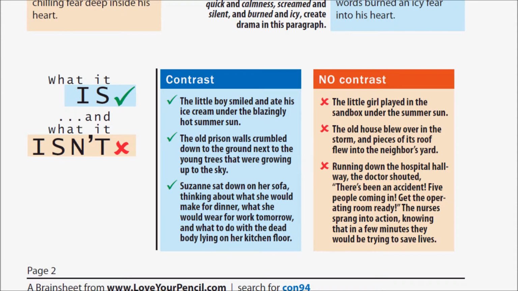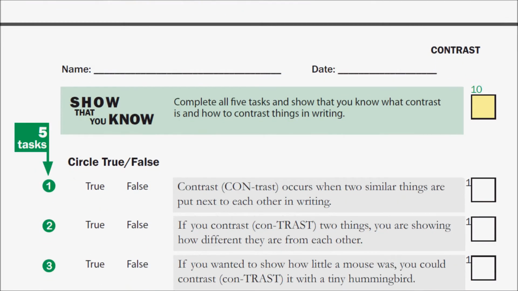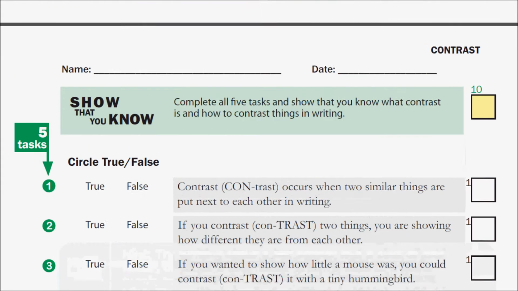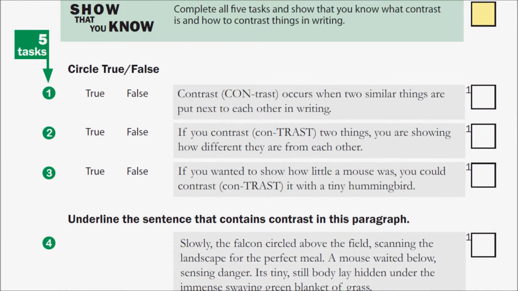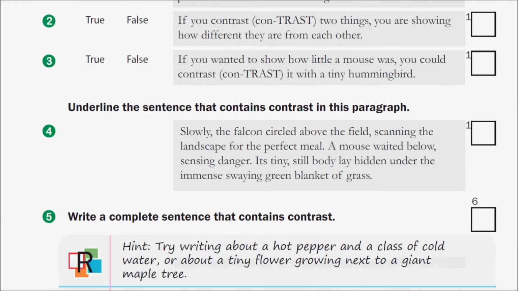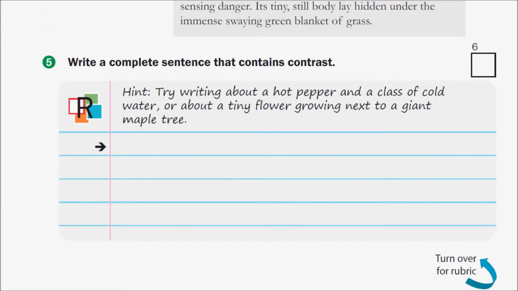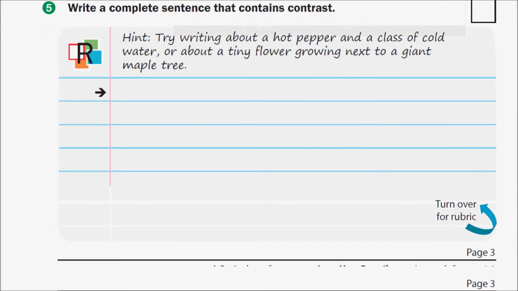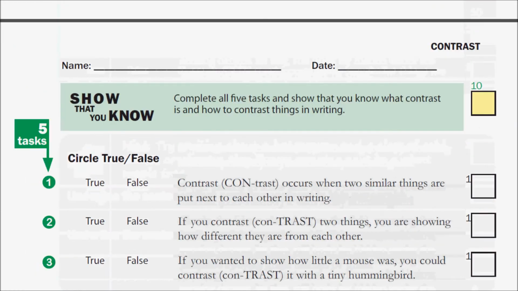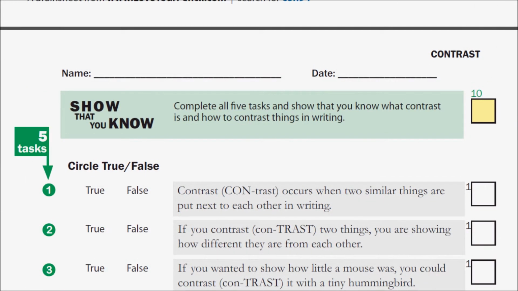And here on the brain sheet, there are some more examples of what's contrast and what's not contrast. And then there's also, of course, the assessment here, and you should do all of these. If you can get these all correct, if you can get a 10 out of 10 up here, then you understand contrast. So you'll write a little note, and then your teacher will fill out the rubric. And when you get 10 out of 10, you know that you have contrast down.